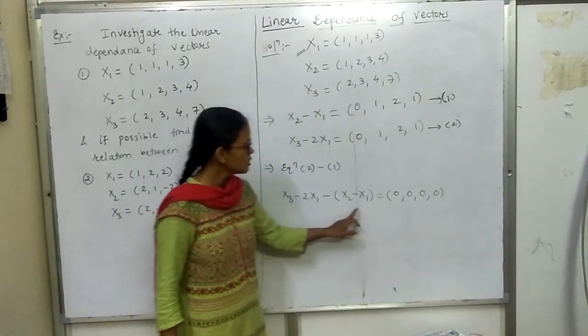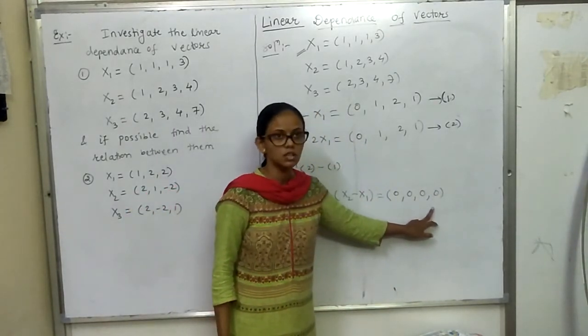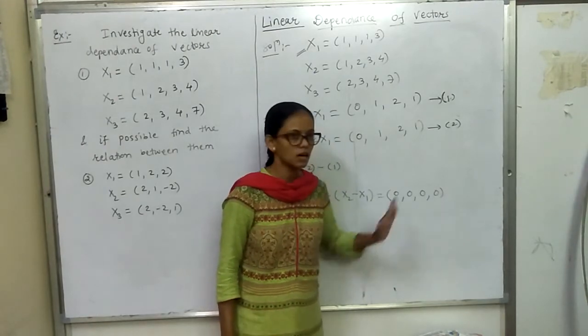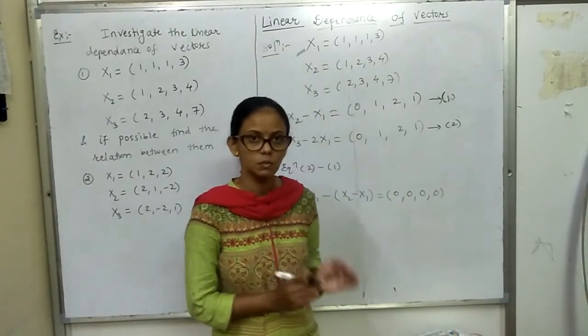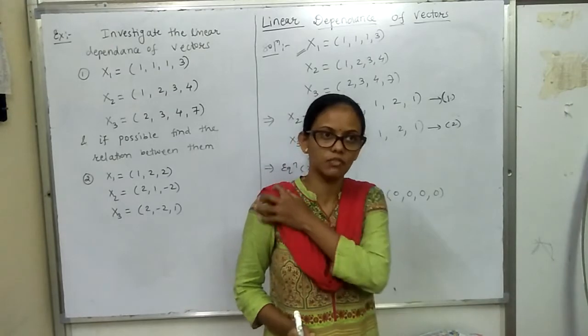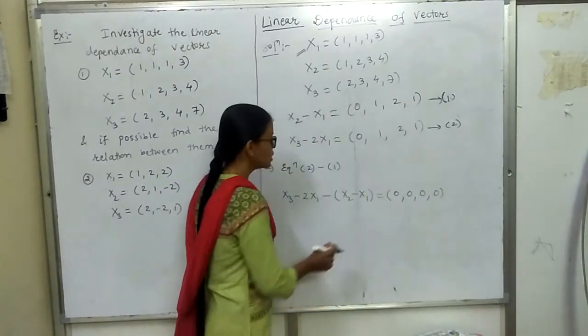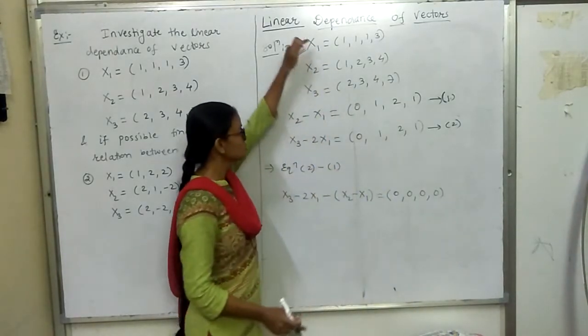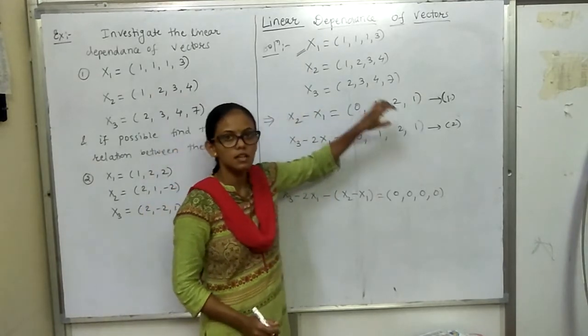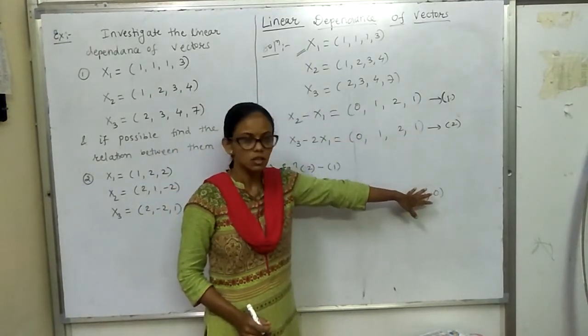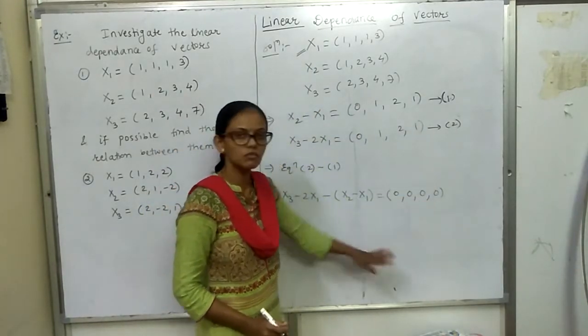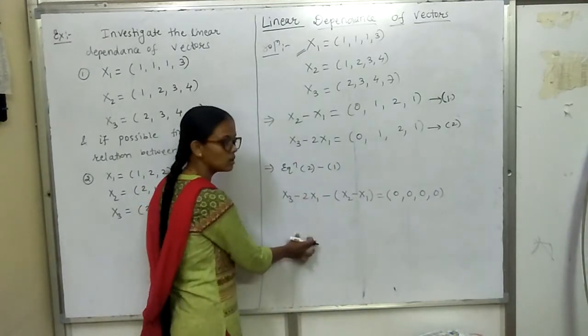Now if you see here, after applying the transformation, here all the components are 0. इसमें सभी components 0 हो गए हैं after applying row transformation. So this means that this given set of vectors is linearly dependent. Okay, and hence it is linearly dependent. We can solve this LHS to get the relation.